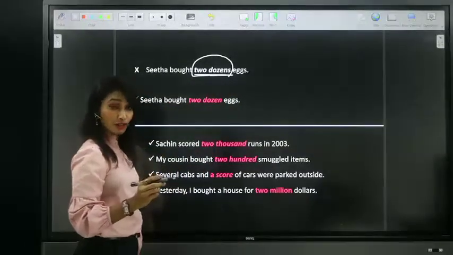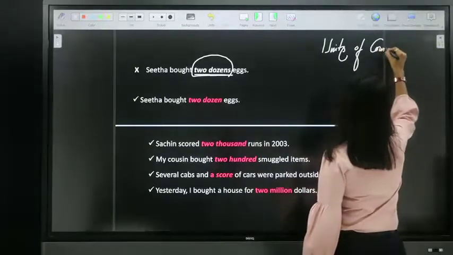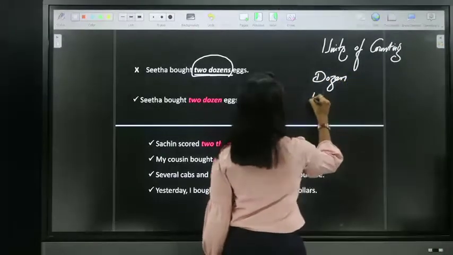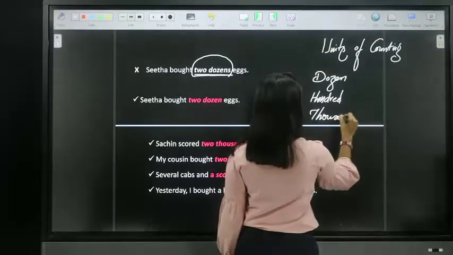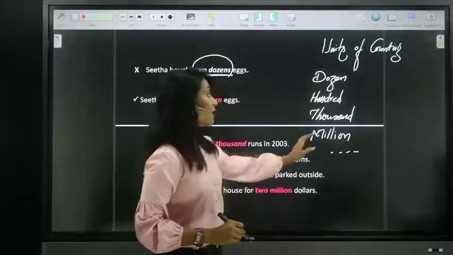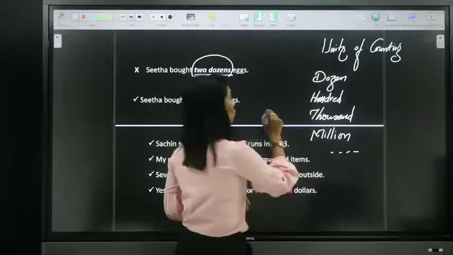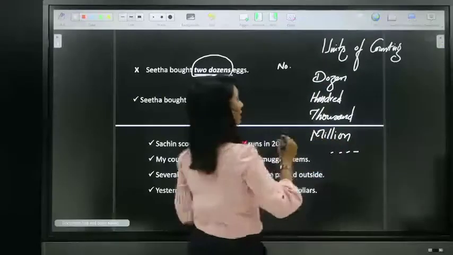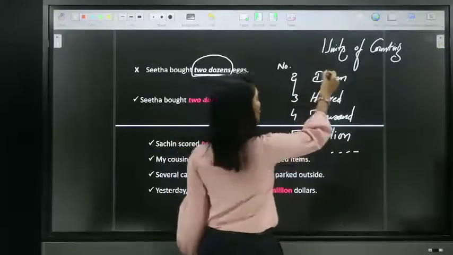We know it's a unit of counting. So remember, units of counting like dozen, hundred, thousand, million, etc. generally do not have plural forms, because plurals and singulars have the same forms, they do not have separate forms, and that too when they are preceded by a number.